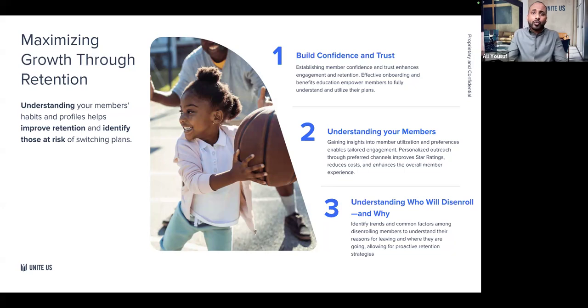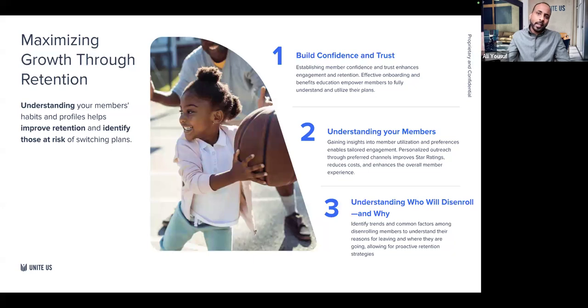So overall, it's really good to ensure that the members are using their benefits. And since plans are dealing with more MLR and profitability concerns, as Jen mentioned, this could be a great way to boost some of that financial performance as well. And then the second tactic is going to be to understand your members.